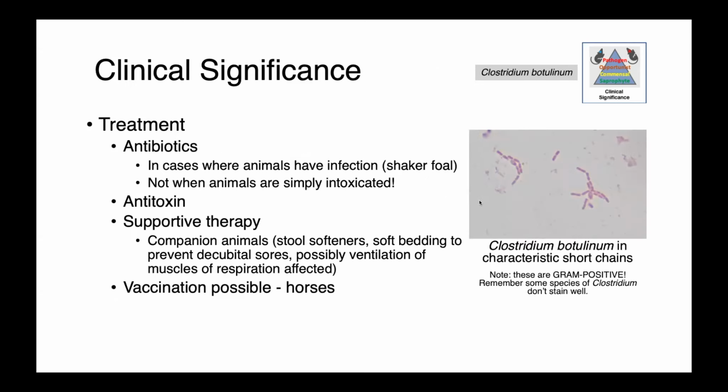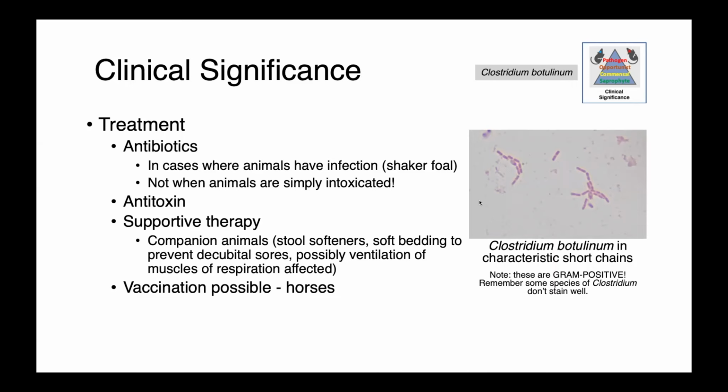Treatment of Clostridium botulinum really depends on the pathogenesis of the disease. So in cases where an animal actually has an infection, antibiotics are useful. If you actually have replicating organisms in the gut, antimicrobials are going to be an important part of a therapeutic strategy. But if you have animals which are simply intoxicated, antibiotics are not warranted and will not be beneficial. Antitoxin is very, very important, so to try and neutralize circulating toxin, and then supportive therapy.